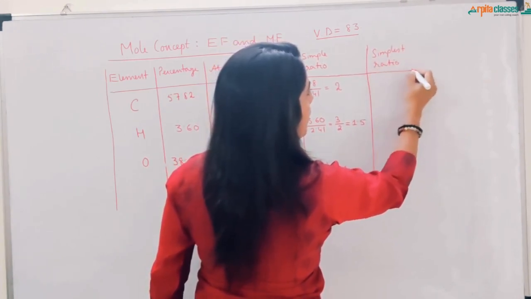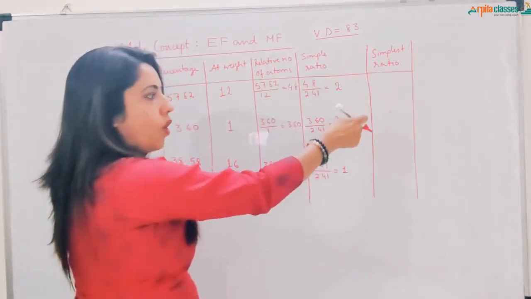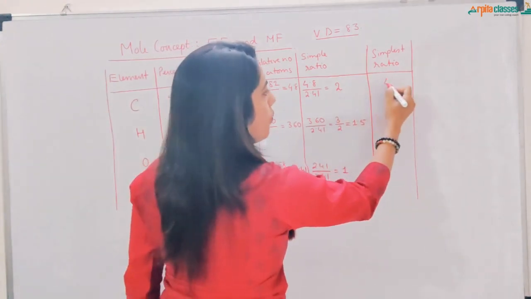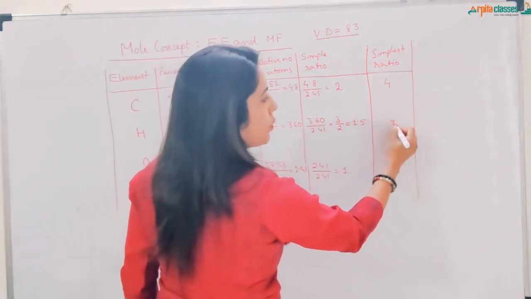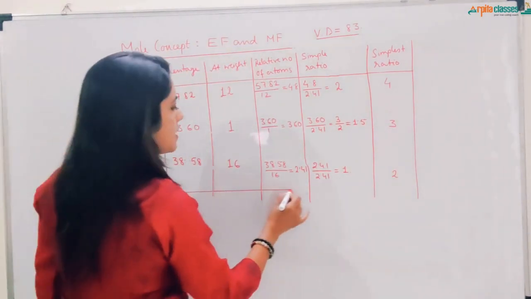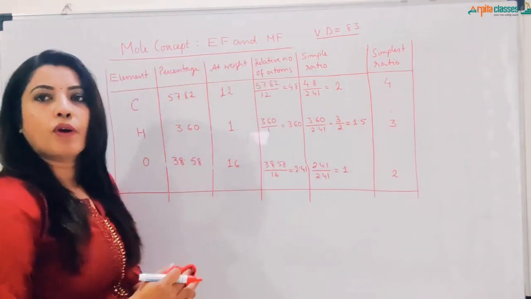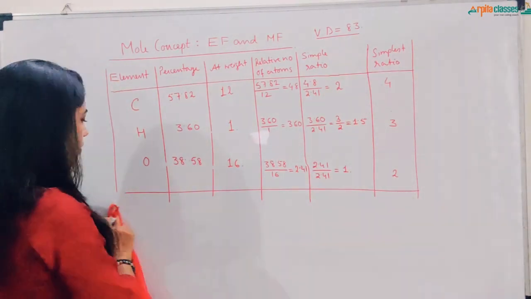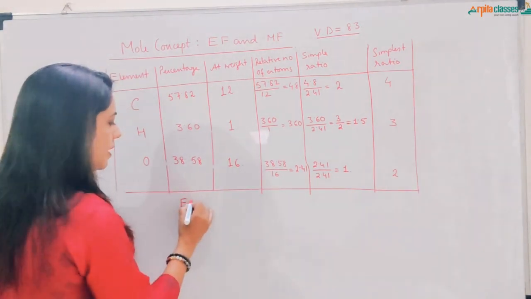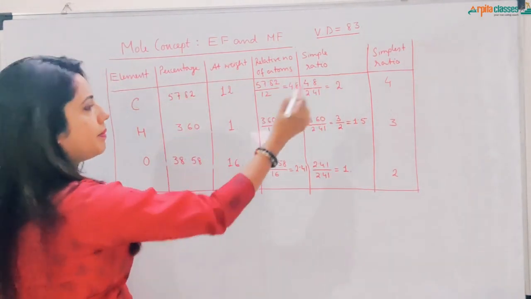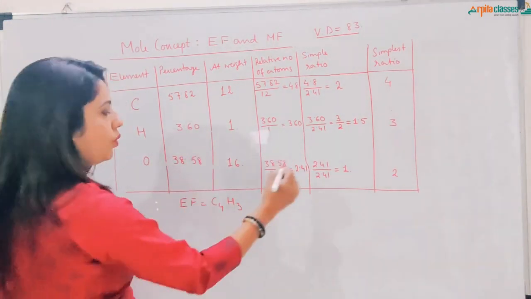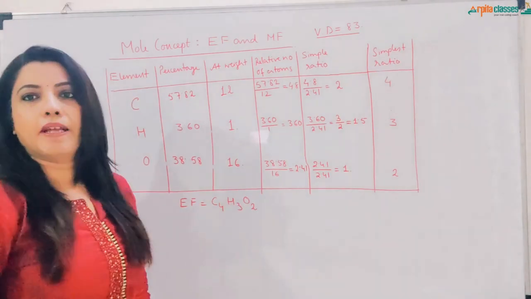And in this case, what we are going to do is, we will multiply all of this by 2 to get the whole number. So this will be 2 into 2, 4. This will be 1.5 into 2, 3. And this will be 1 into 2, that is 2. So now we got the smallest or simplest whole number for all the elements. Therefore, now we can get the empirical formula. So the empirical formula will be C4, H3 and O2. This is the empirical formula.